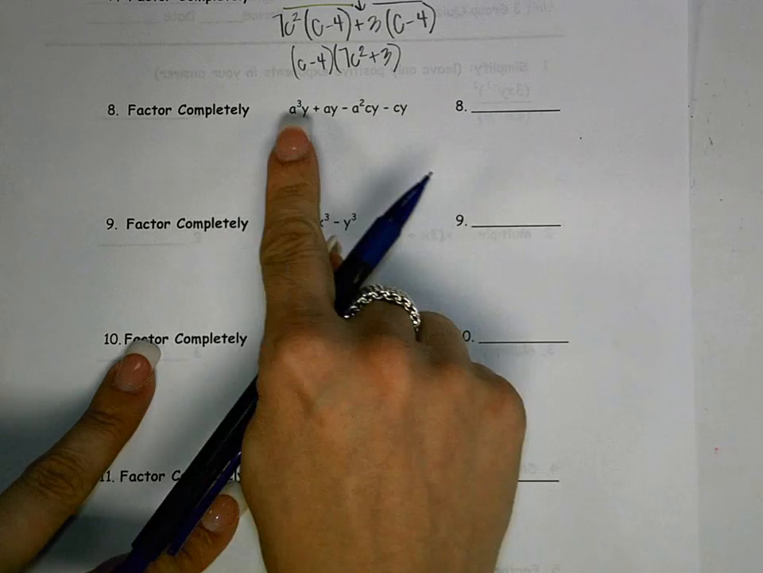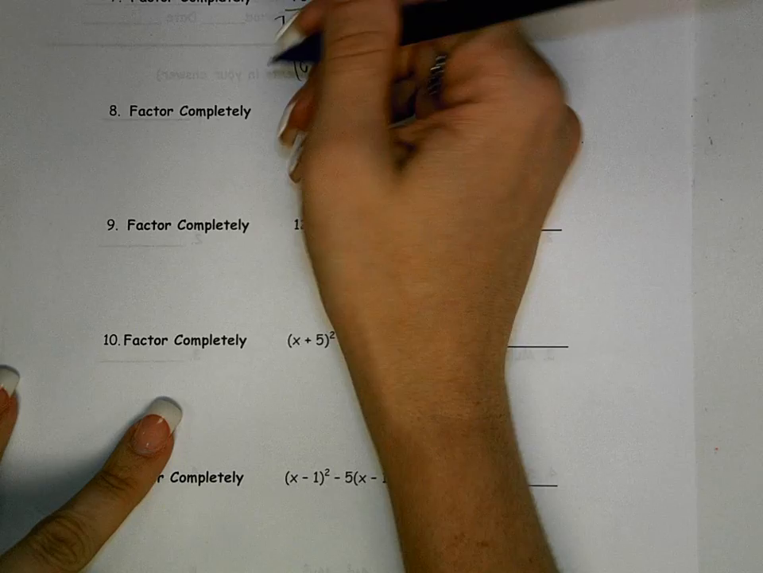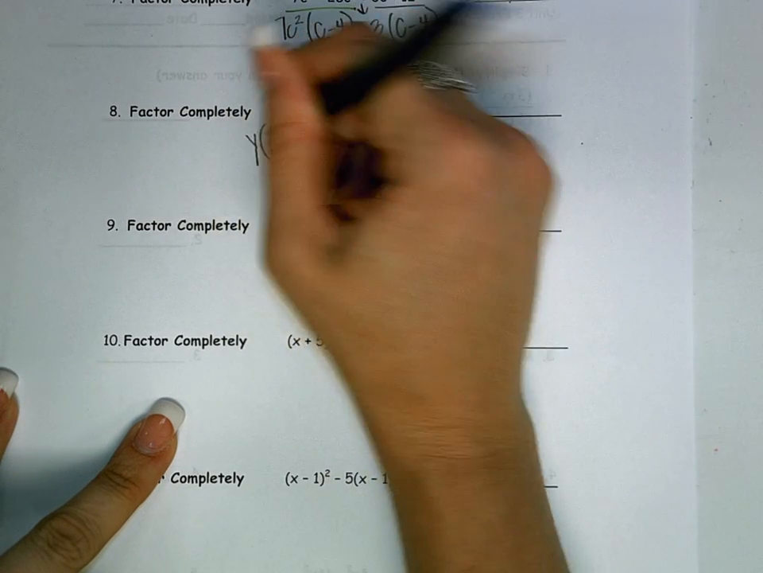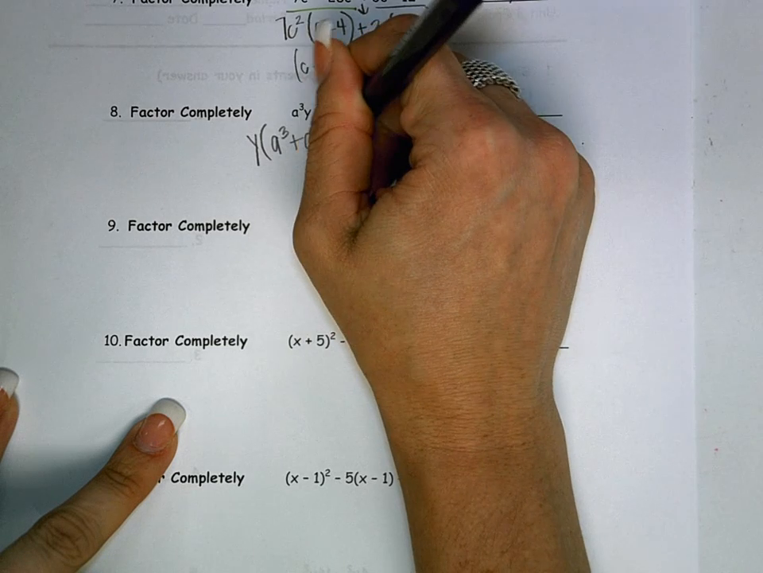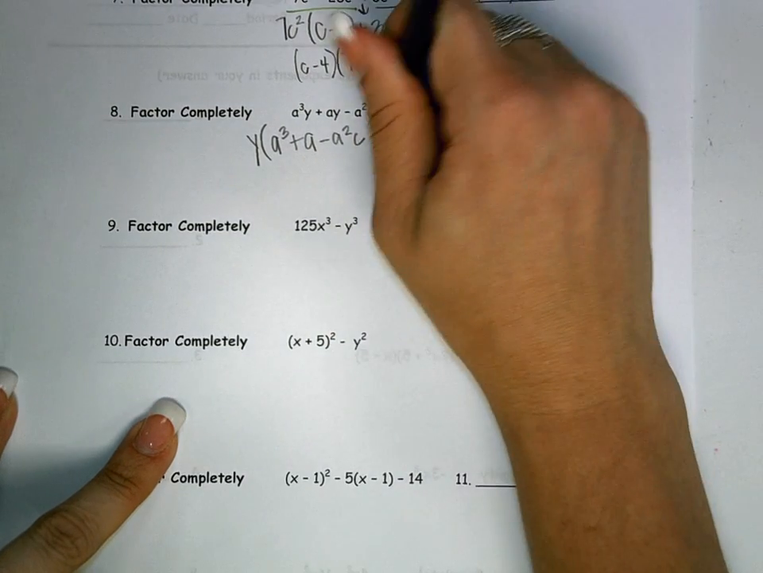Then for number 8, look for a GCF. Here you can take out a GCF. They all have a y in common. So if you take out a y, we're left with a cubed plus a minus a squared c minus cy, or excuse me, minus c. Check out the y.